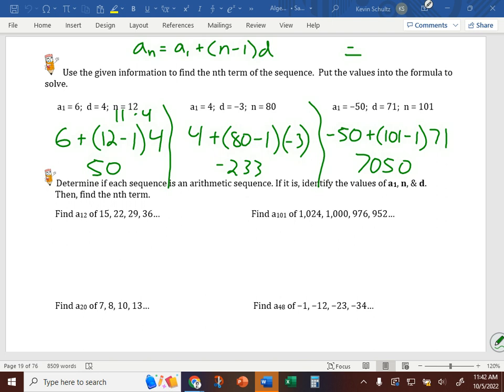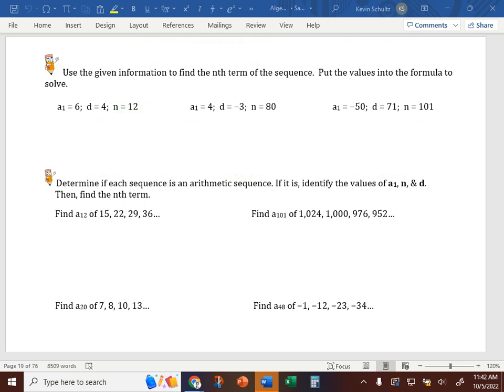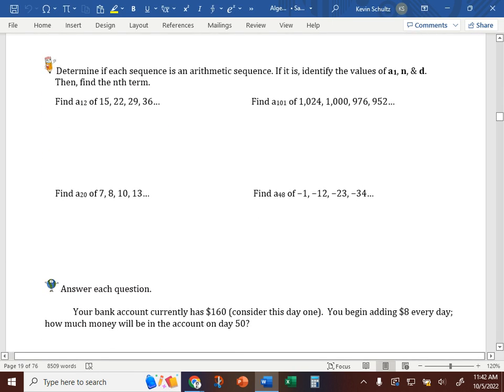Okay, now you get to determine if each sequence is arithmetic. If it is, identify the values of A1, N, and D, and then find the nth term. So when it says find A12 of 15, 22, 29, 36, first of all, is this sequence arithmetic? Because you can only use an arithmetic sequence formula if it's arithmetic. Is it, and why? Caitlin.